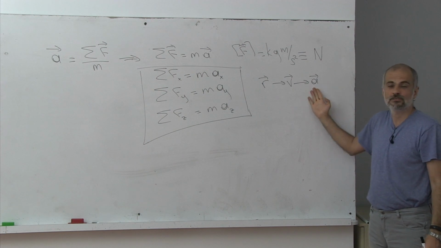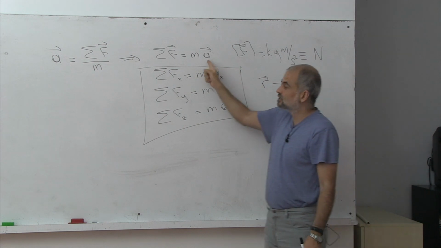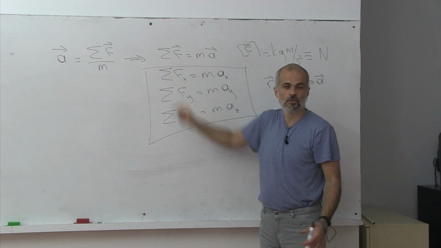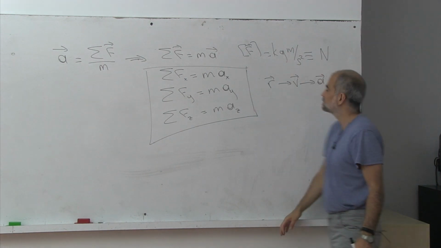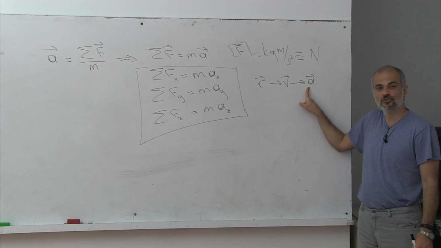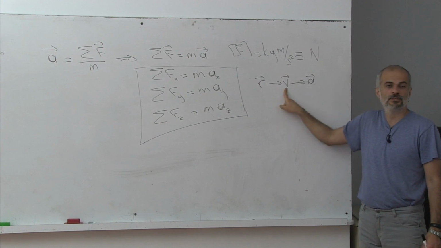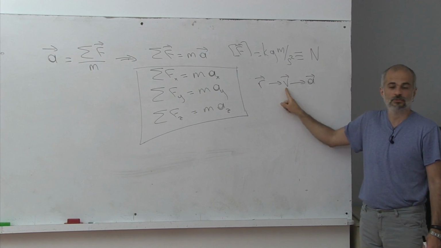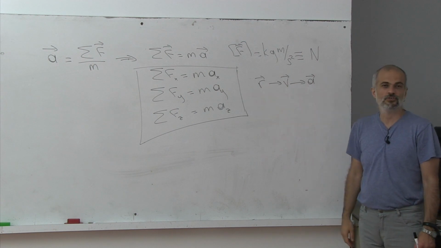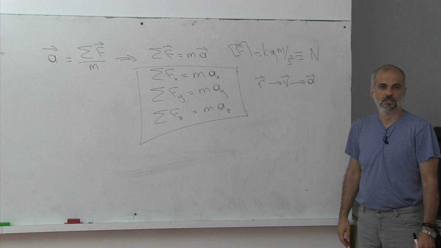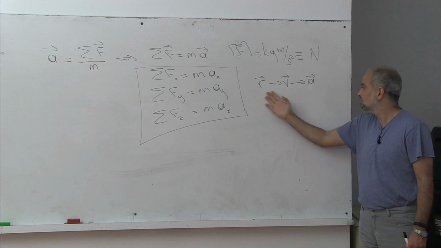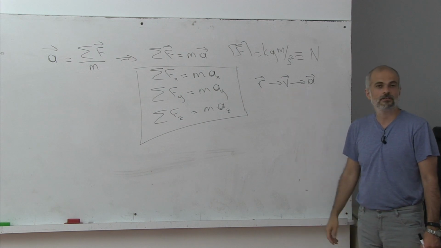But that is not necessary, because the acceleration is determined by the forces acting on the object. So once we know the forces acting on the object, we can determine the acceleration. Once the acceleration is determined, we can determine the velocity of the object as a function of time. And once the velocity is known, we can determine the position of the object as a function of time. So it's enough to define the acceleration as a kinematical variable.